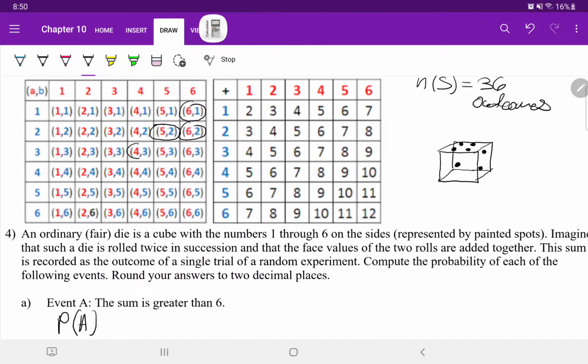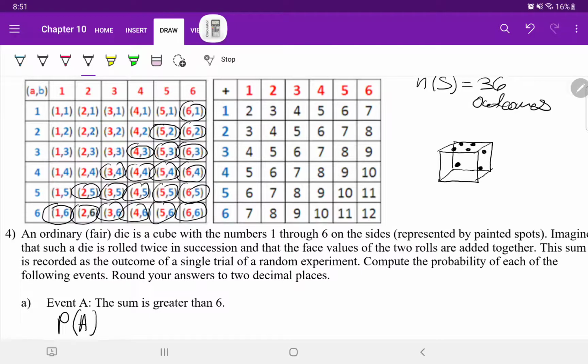4 and 3, 5 and 3, and 6 and 3: sums of 7, 8, and 9. 3 and 4, 4 and 4, 5 and 4, 6 and 4: sums of 7, 8, 9, 10. 2 and 5, 3 and 5, 4 and 5, 5 and 5, and 6 and 5: sums of 7, 8, 9, 10, 11, 12. I'm counting the sums, what they add up to. 1 and 6, 2 and 6, 3 and 6, 4 and 6, 5 and 6, and 6 and 6.